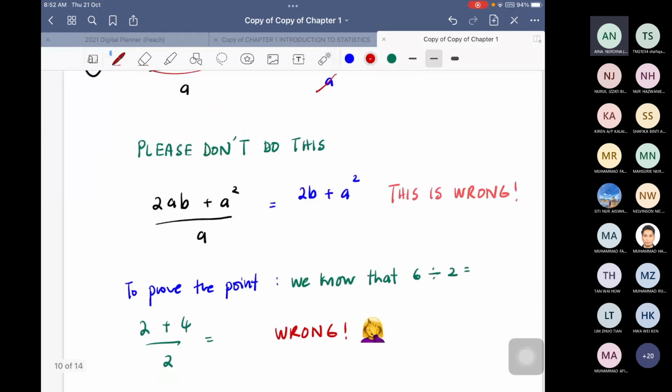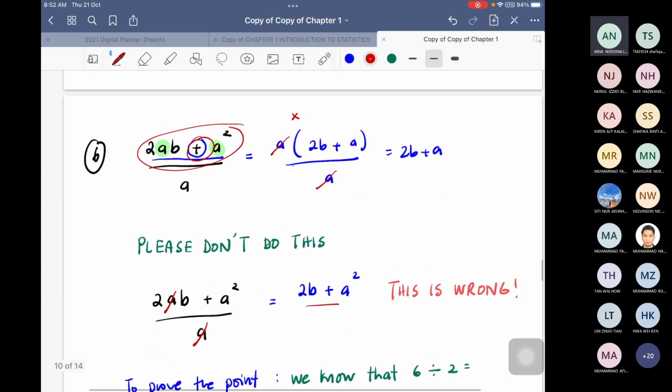So you jumpa this expression. So you pun potonglah A and potong A, so dapatlah jawapan dia. So 2B tambah A square. So this is completely wrong. So ni adalah konsep matematik yang salah. You hanya boleh potong kalau dia dalam bentuk darab saja.